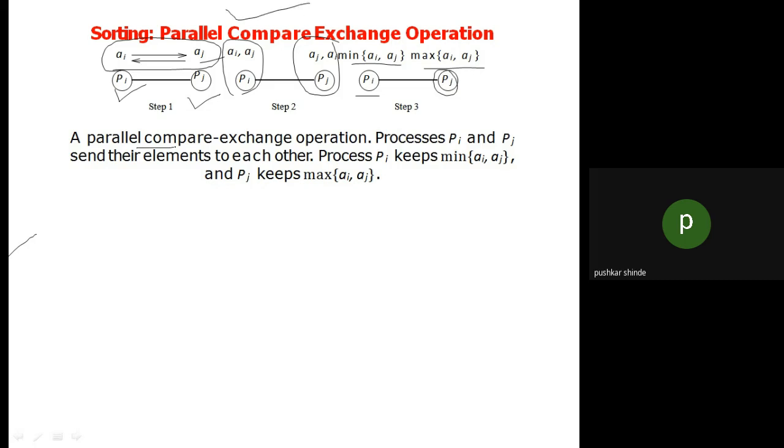In a parallel compare exchange operation, processors pi and pj send their elements to each other. Process pi keeps the minimum of ai aj and pj keeps the maximum of ai aj. This is how compare exchange operation happens on parallel processors. So consecutive processors will exchange the numbers with each other. Minimum will be kept by the less indexed processor and the maximum number will be kept by the greater indexed processor, like p1 p2. So p1 is less indexed, p2 is greater indexed. That way compare and exchange will happen on a parallel processor.